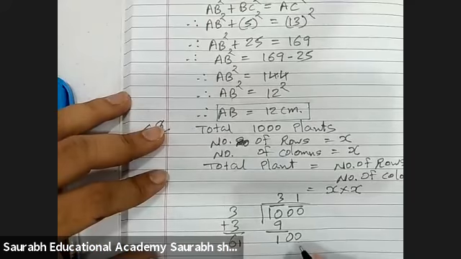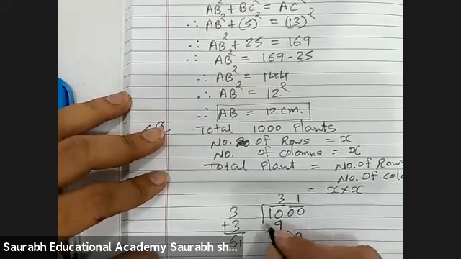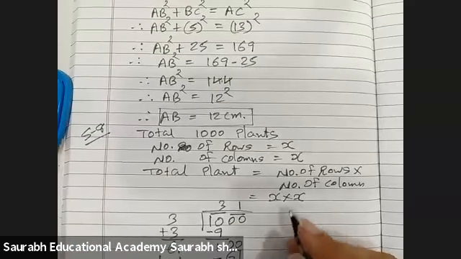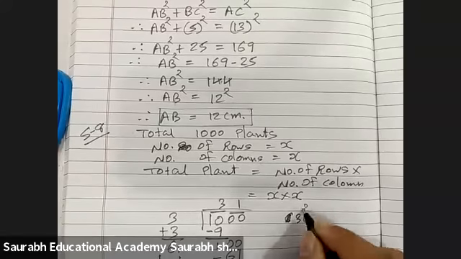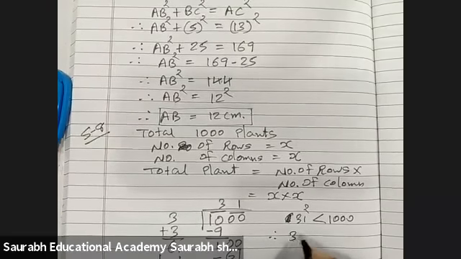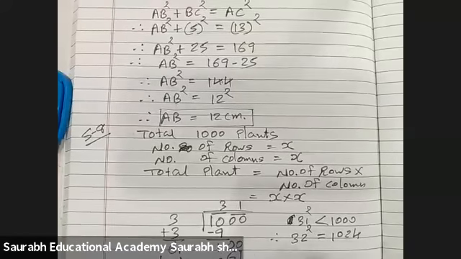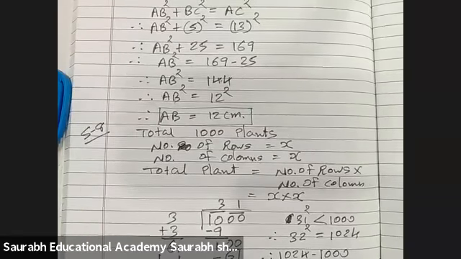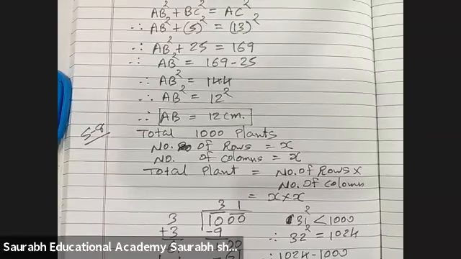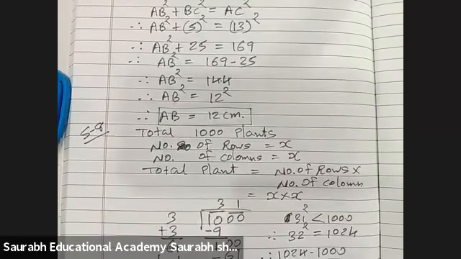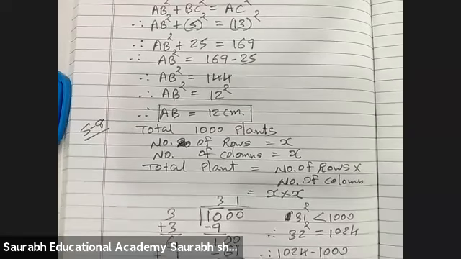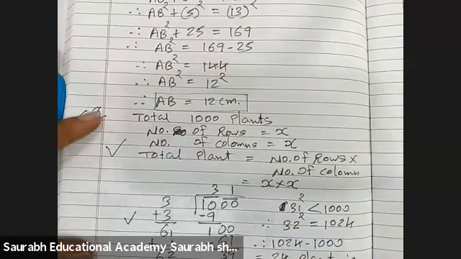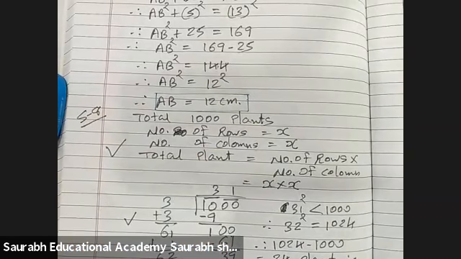Now 61 ones are. So what can we write? 31 square is less than 1000. So what should we do? 32 square is 1024. Therefore 1024 minus 1000, 24 plants are to be added. How many added? 24 plants are to be added. This is just understanding for your reference only, right?